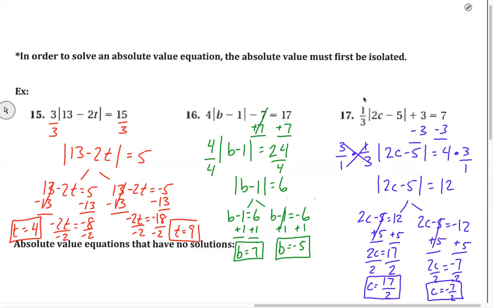So there we go, all done. All right, we'll be doing more problems like this and going through it, so don't worry. But that's just the intro to absolute value.